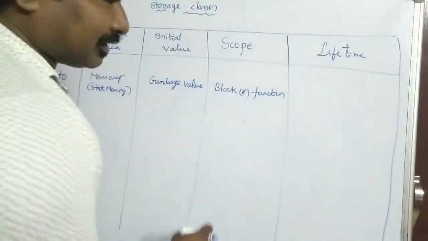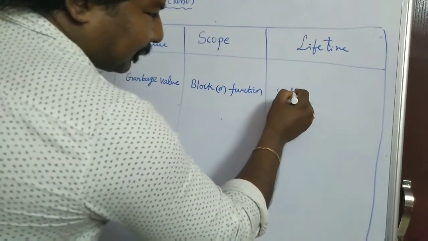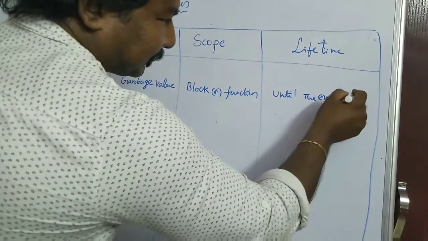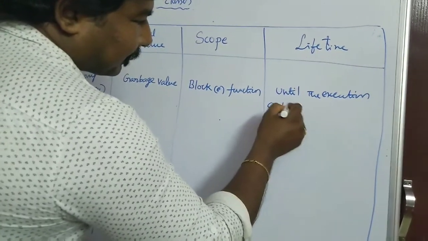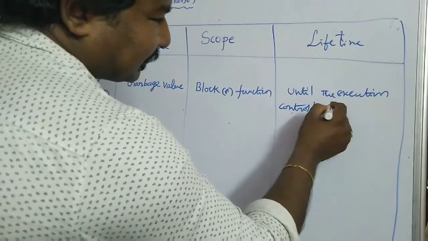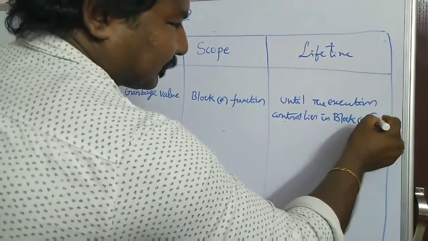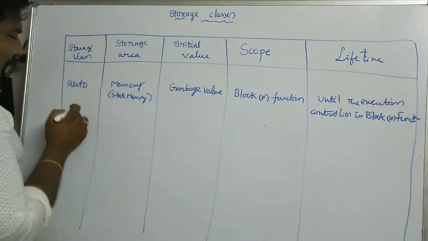What is the lifetime? Until the execution control lies in the block or function. Okay friends, so this is the information about the auto storage class.